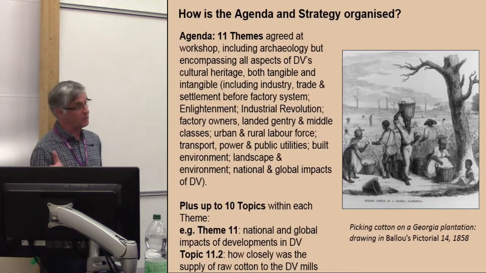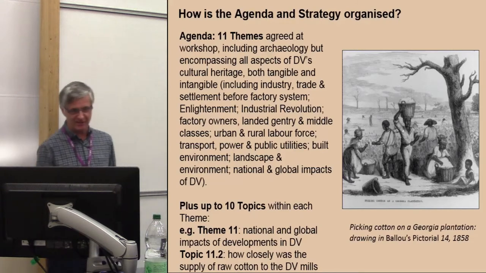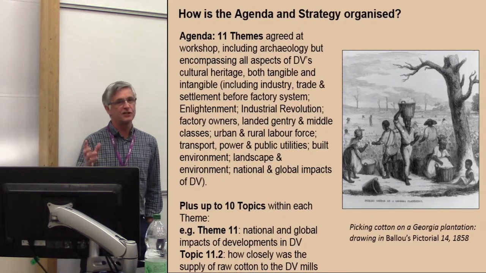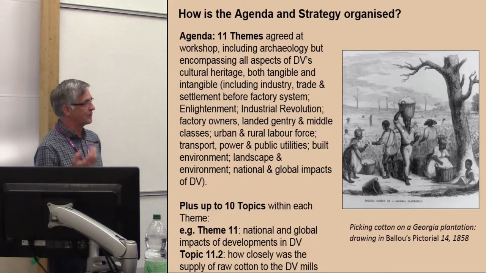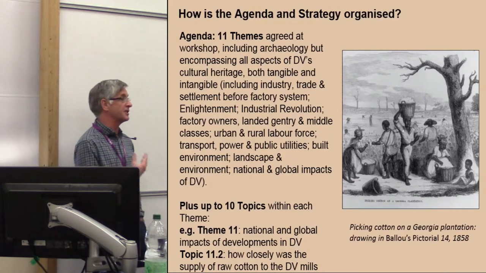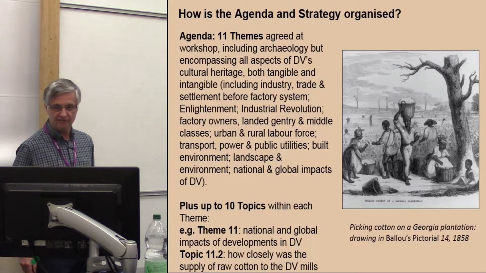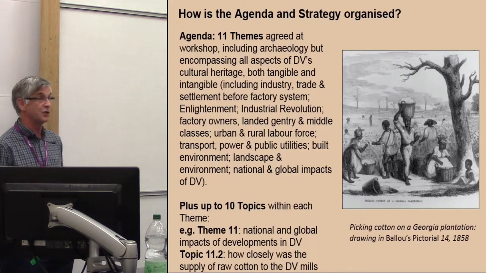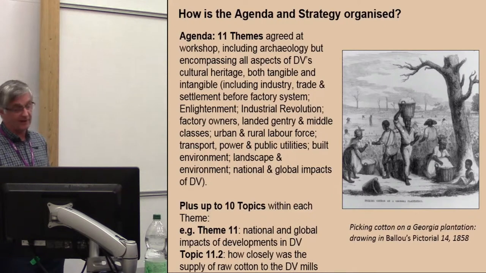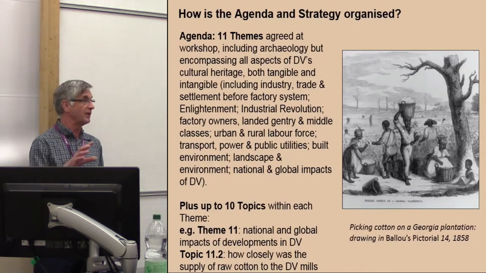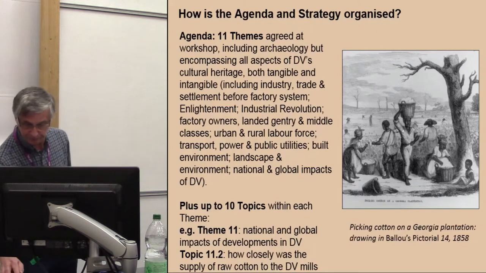Right, basically, slavery was quite a hot issue, as you might imagine. So topic 11.2 is, how closely was the supply of raw cotton to the Derwent Valley mills linked to international systems of cotton supply and demand, and in particular, the system of slavery? We have an illustration here of a Georgia plantation, and one of the key issues which did emerge as a result of our work was the very close ties between the Derwent Valley cotton producers and in particular the cotton plantations of the northern part of South America and the Caribbean.